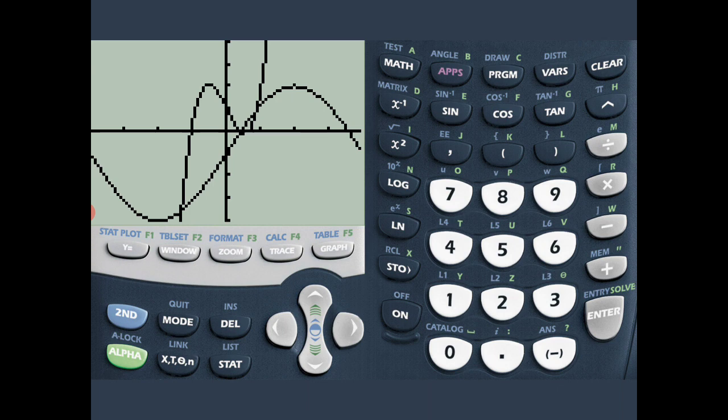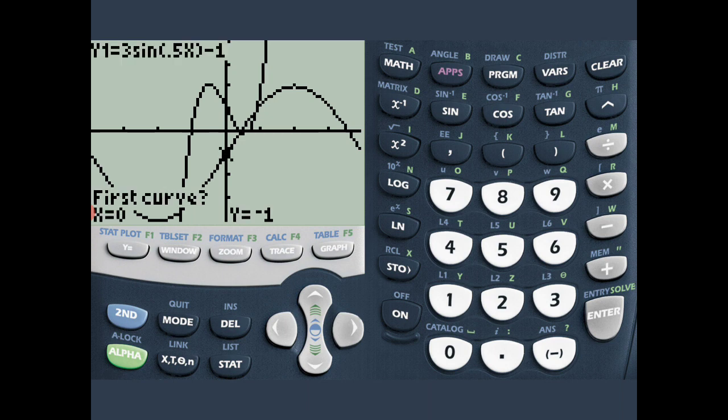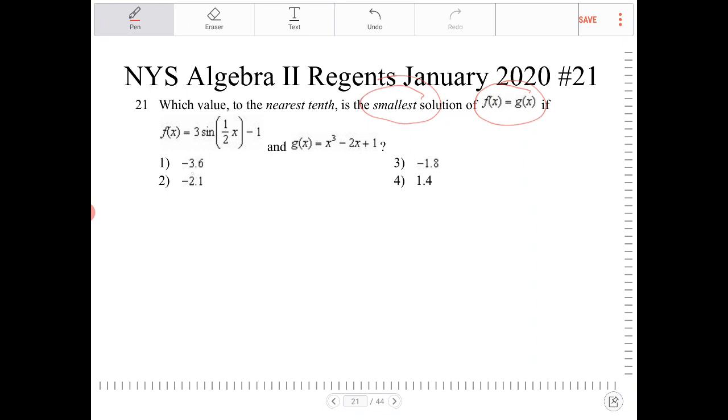Press second trace. You go to the intersect feature, which is option 5. You move the cursor to where you think the intersection happens, and you press enter once, twice, 3 times. And we get the intersection is approximately negative 2.05, which is roughly negative 2.1, which is option 2.